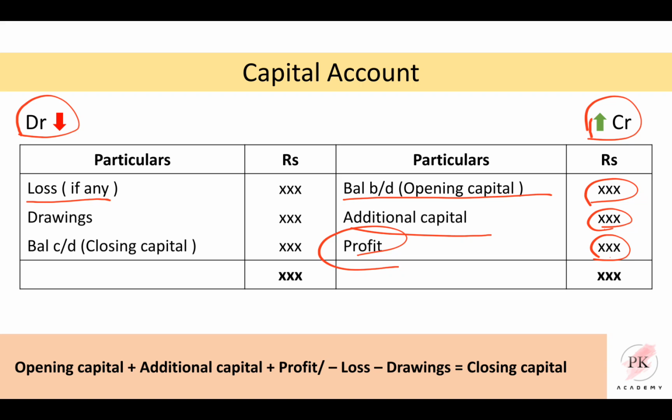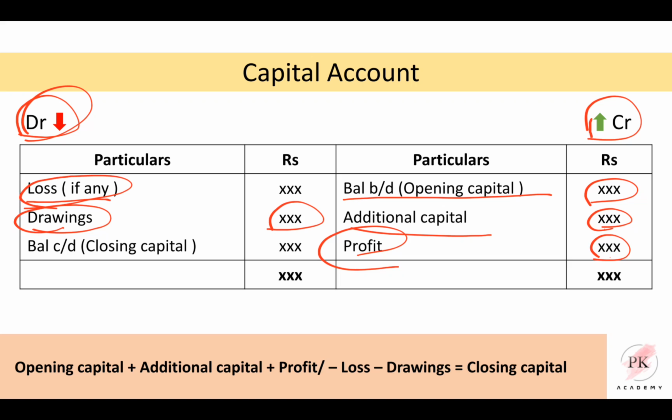On this side, first let's talk about drawings. Drawings means getting some money which is already in the capital account. Okay, when the proprietor wants some money, he withdraws some money from the capital account. So this is called drawings. When drawings are made, it means the capital account is decreasing. Okay, that's why it's debited.